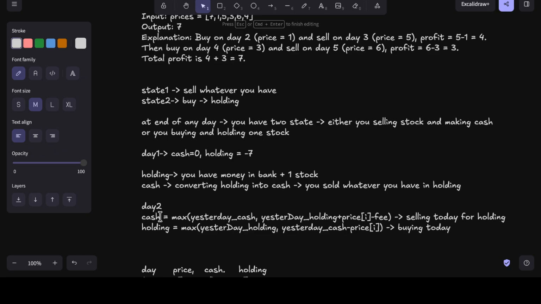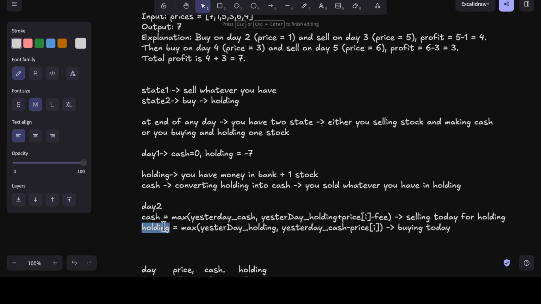At the end of any day, how will you find the maximum cash you can have? It is the maximum of yesterday's cash and yesterday's holding, sold today. Whatever cash you had yesterday, and whatever holding you had yesterday, then sell it today. If you sell it today, you make a profit. So you are selling today the holding you had yesterday, and whichever gives the maximum is the answer.